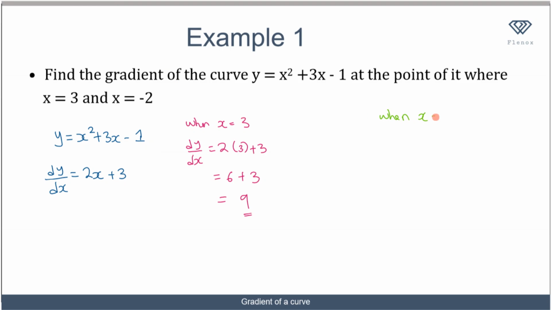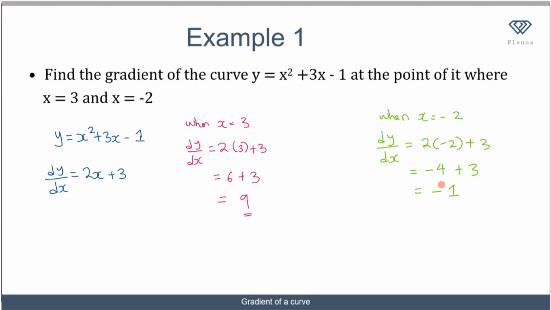So now let's look at the second instance, and we are told to find the gradient also when x is equal to minus 2. So again, we just substitute the value of x as minus 2 in the gradient function. So dy dx will be equal to 2 into bracket minus 2 plus 3. And what does that give us? So 2 times minus 2 gives us minus 4, and minus 4 plus 3 gives us minus 1. So when x is equal to 3, the gradient is 9, and at x equal to minus 2, the gradient is minus 1.